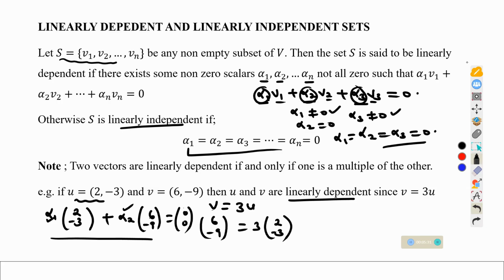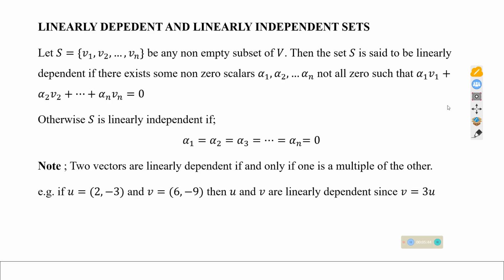So let us look at examples to understand more about this concept of linearly independent and linearly dependent sets.